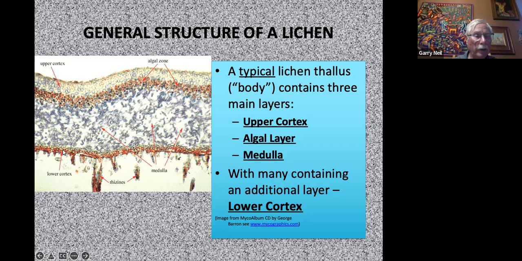And in some cases, some lichens have little fungal root structures, and they are called rhizines. And that's on the underside. So if you pull up a lichen and look underneath on the bottom layer, you'll sometimes see miniature looking roots on the bottom, which is an important characteristic in identifying lichens.